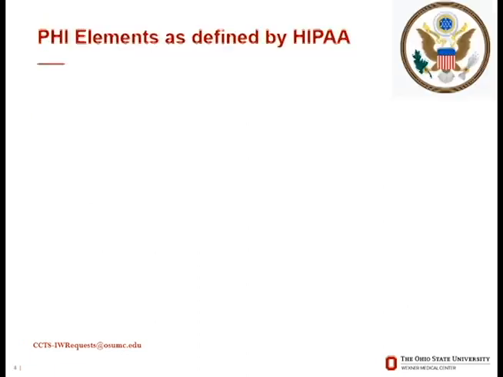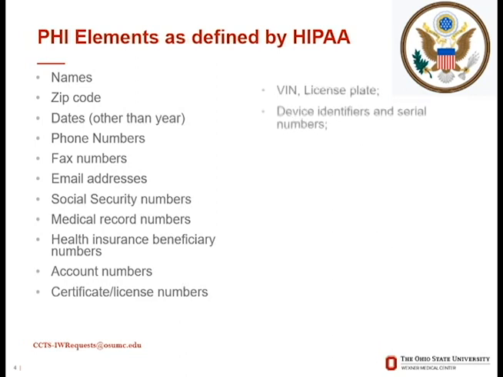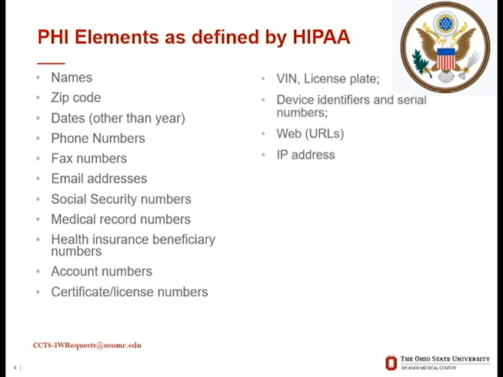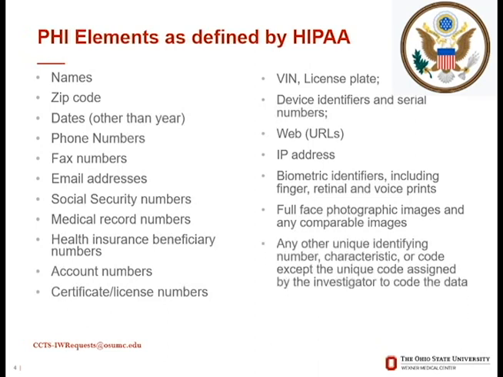So the PHI elements, I just put them in there so you know there are 18 elements of PHI as defined by HIPAA, or the Health Insurance Portability and Accountability Act. This came in the mid-90s. President Clinton signed this. So the elements are, as you might already know, names, zip codes, dates, phone numbers, any email address, SSN, medical record numbers, any other identifying numbers, web URLs, IP addresses, pictures, biometric identifiers, or any other unique characteristics. These all comprise the 18 elements of PHI. So if you need any of these as part of your request, you would need an IRB approval.